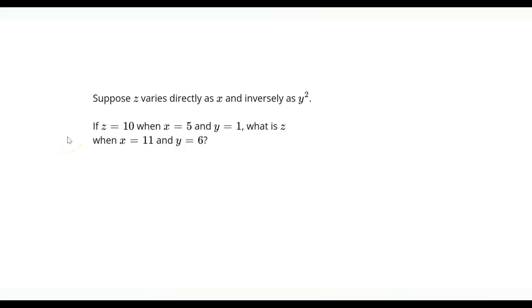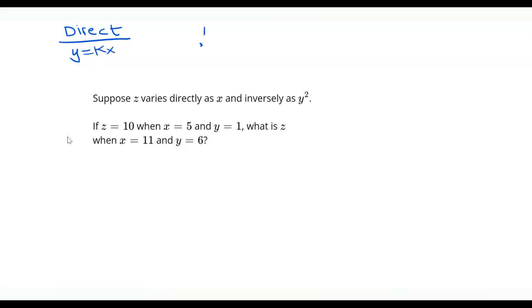Suppose z varies directly as x and inversely as y. So what we're going to do first is just set up this equation. Now, if I have an equation that varies directly, I know that's going to be set up as y equals k times x. So this would be y varies directly as x.